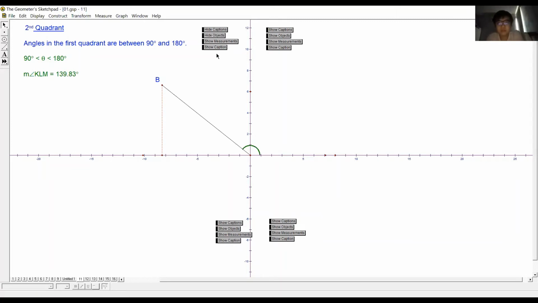And how much is the size? The size is 139.83 degrees. So this angle is actually measured from the positive x-axis. So you go anti-clockwise. That is the size of the angle in the second quadrant.